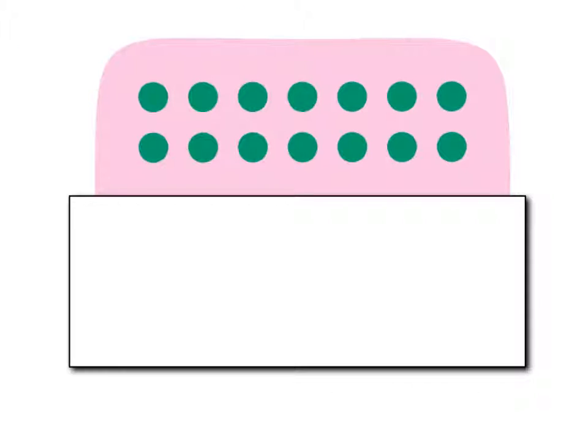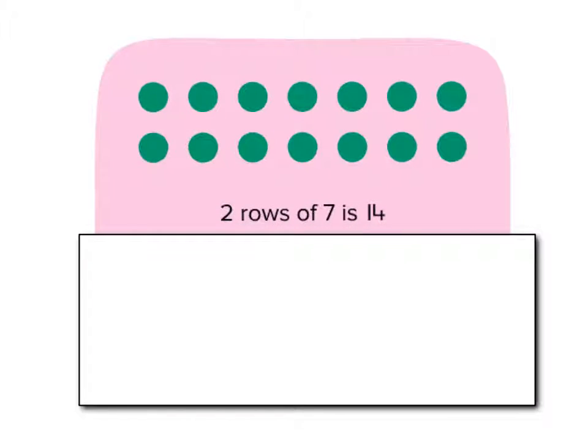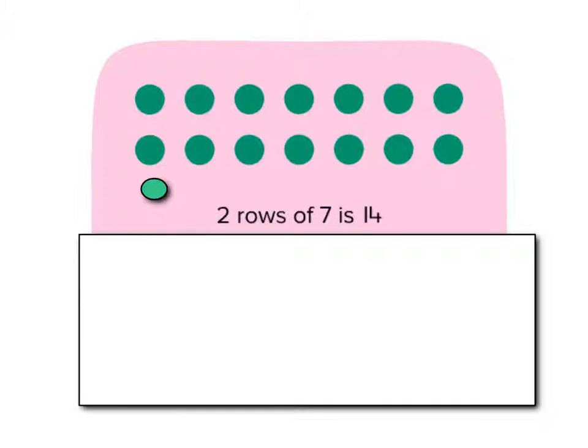Okay, I know that 2 rows of 7 is 14. How could I work out the number of dots for 3 rows of 7? Let me think about that for a minute. I could add another lot of 7. 1, 2, 3, 4, 5, 6, 7.